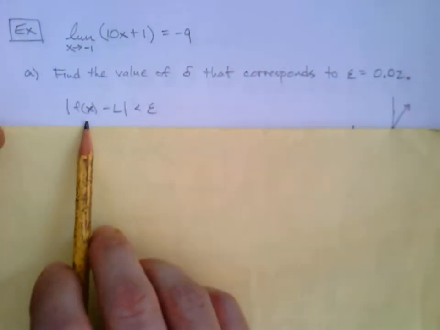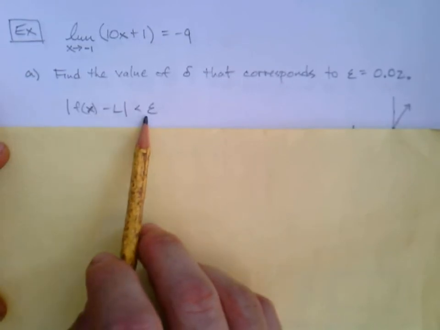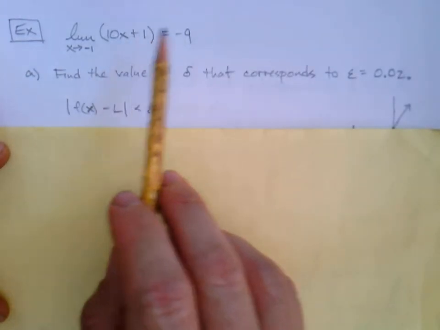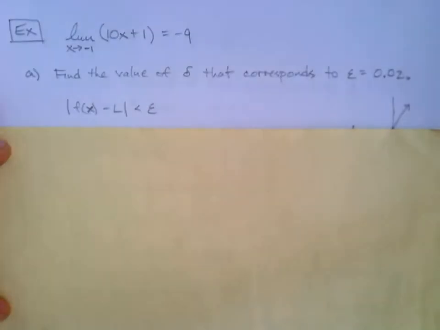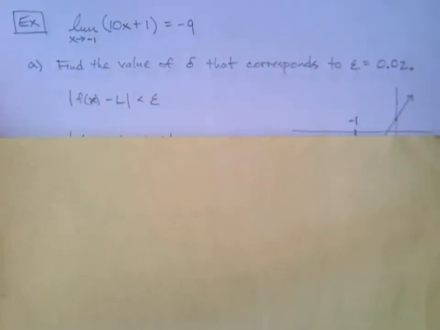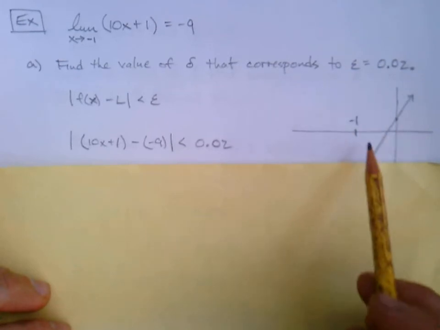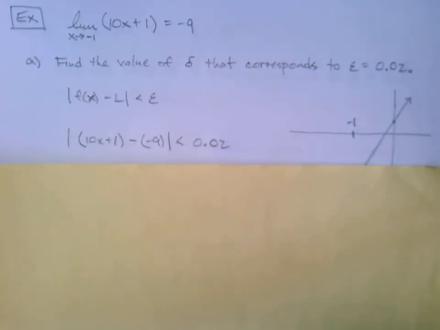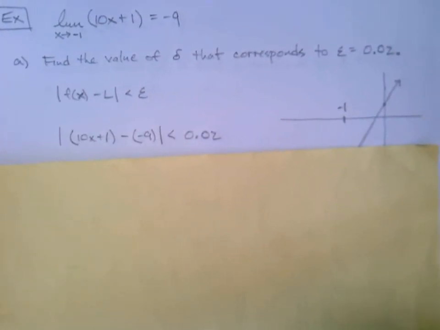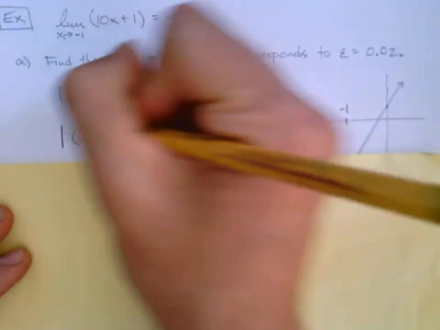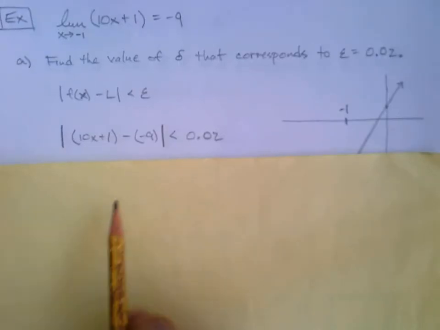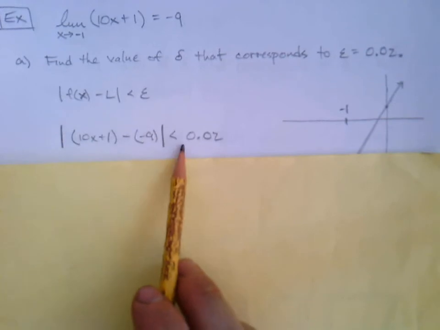We're going to set it up like this. All right, so I know my function, that's L, and of course, my value of epsilon. I'm going to plug all those in. By the way, I've got a graph over here. Ignore that for now. I'm going to talk about that at the end of this part A. Okay, so I'm plugging all these parts in. There's my absolute value. My function minus negative 9 less than 0.02.